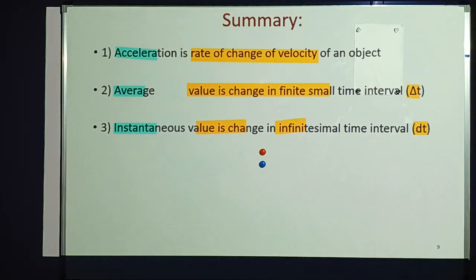To summarize, acceleration is the rate of change of velocity of an object, which is delta v by delta t. For a finite time interval, it becomes average acceleration in that time interval. And you can also find dv by dt at any time instant. That's called instantaneous acceleration.